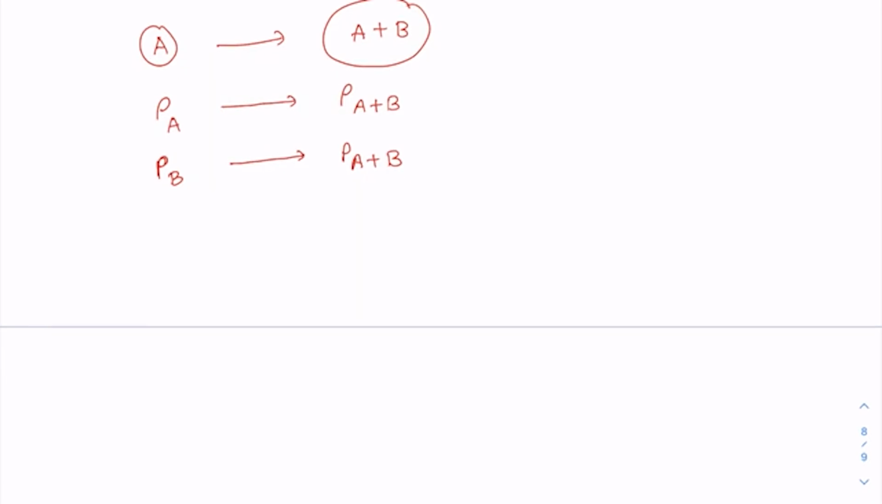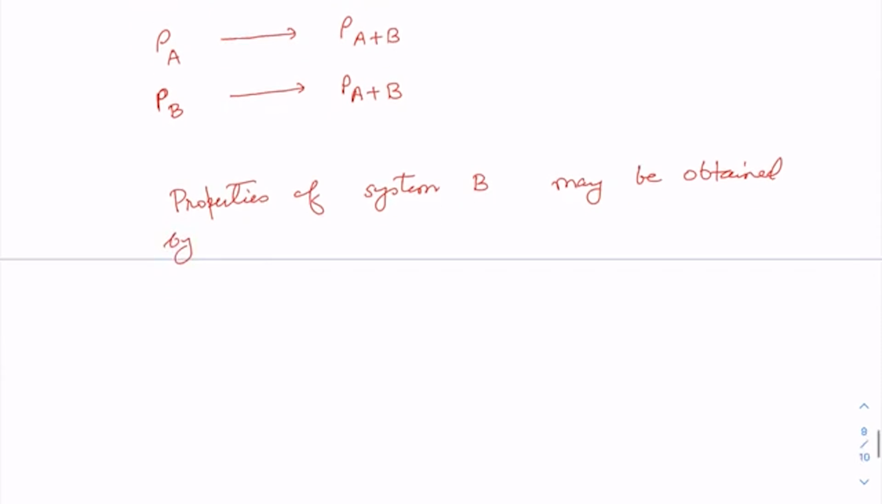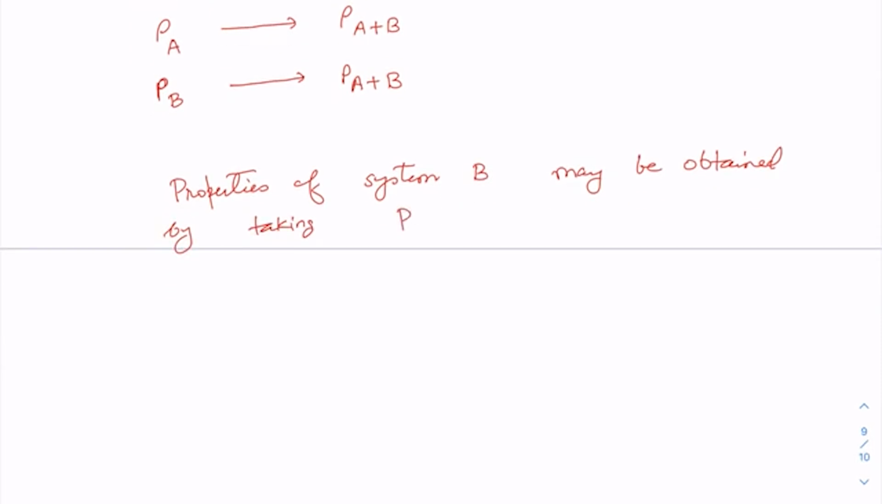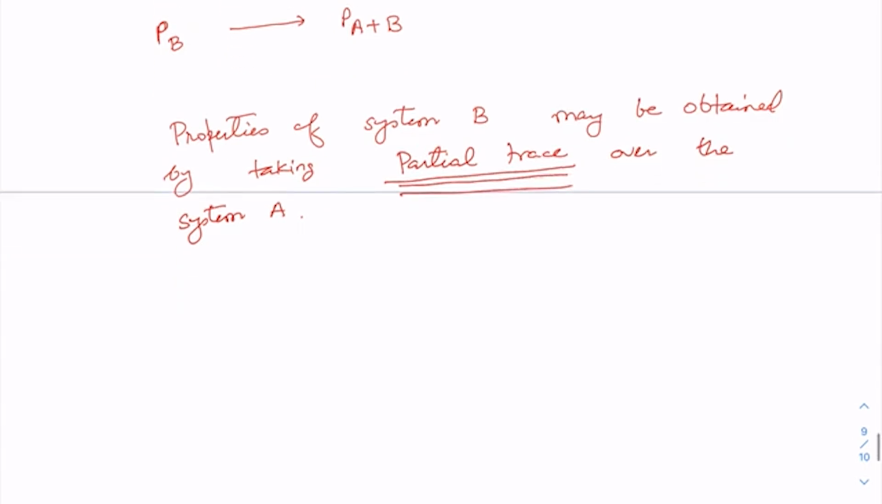So how is it done? Properties of system B, or A, say system B, may be obtained by taking the partial trace over the system A. I will explain it with an example. Partial trace essentially averages out the effect of the unwanted system and extracts the properties of the system of interest. So suppose I want to know about system B, then I just have to take the trace over A.